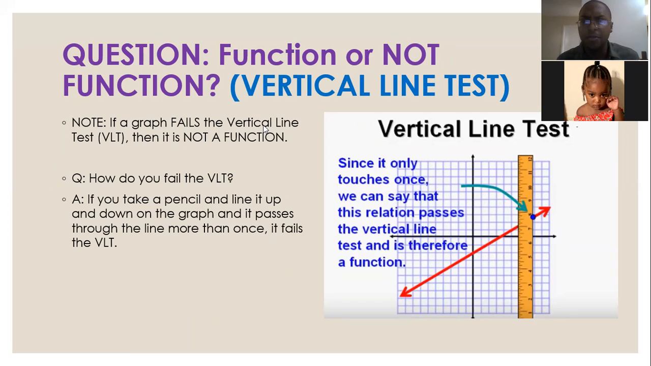All right, how do you fail the vertical line test is the question, right? Here's the answer. If you take a pencil and you line it up and down on the graph, and it passes through the line more than once, it fails the vertical line test. So you can see illustrated here, I have a ruler that I lined up like that. And when I lined it up, it failed the test.